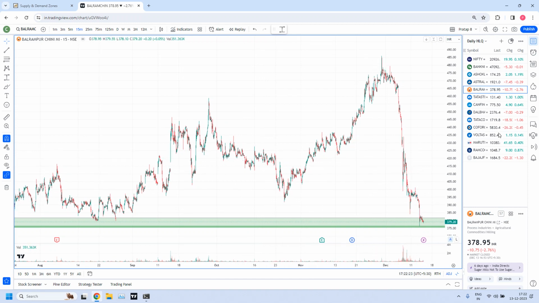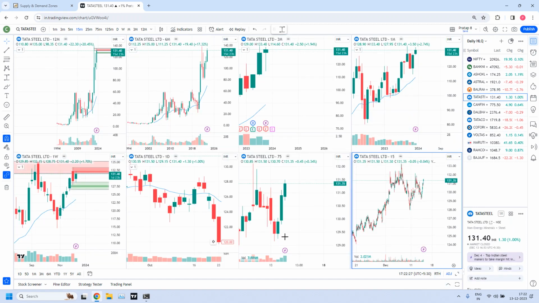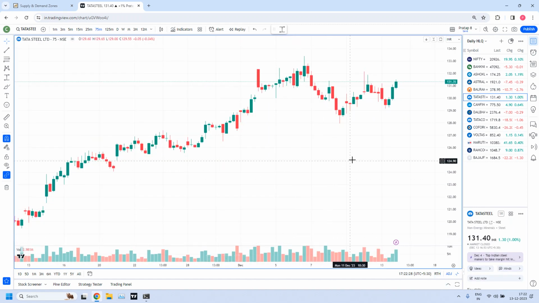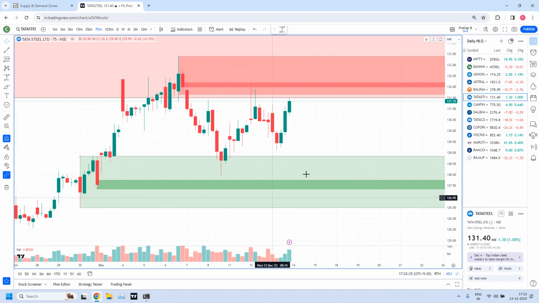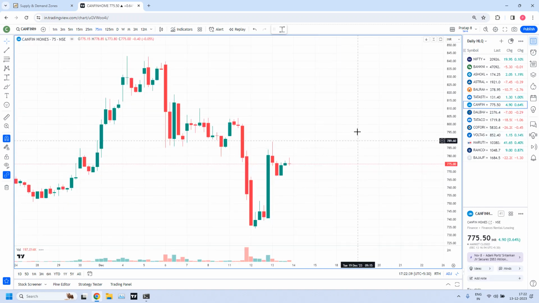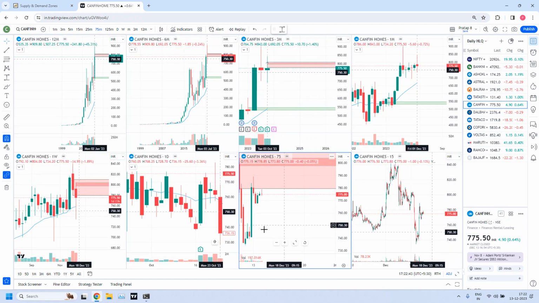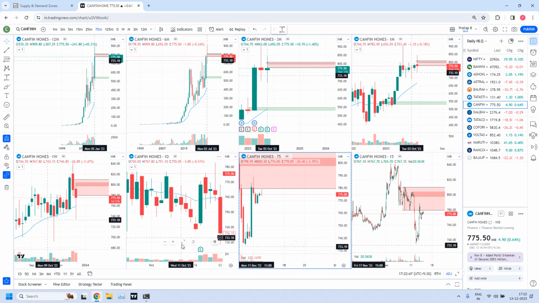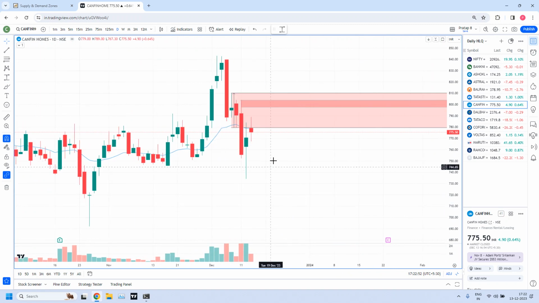The next stock is Tata Steel, and we did not get an entry today. This is a 75 minutes or daily zone. Tata Steel we did not get, and Canara Bank, Canfin. And this is a daily zone, a daily supply zone.